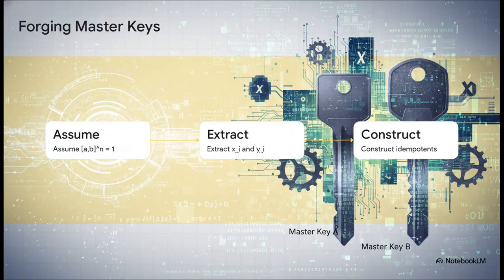So how do we bypass this security grid? We've got to do it step by step. By assuming that the equation [a,b]^n equals 1 actually holds true in our ring, the math itself naturally starts spitting out these specific sub-elements, which we'll just call our x and y components. By really carefully multiplying these x and y components together in a very specific sequence, we can literally construct a series of what are known as idempotents. Mathematically, these are elements that don't change at all when squared, like 0 or 1. Think of them as the unyielding physical ridges and grooves of our master keys.